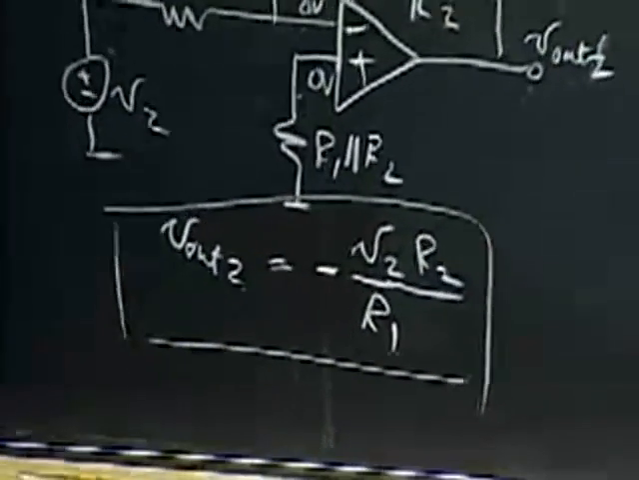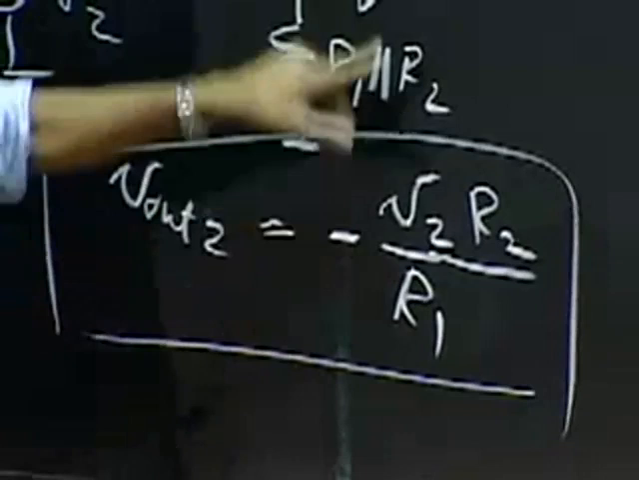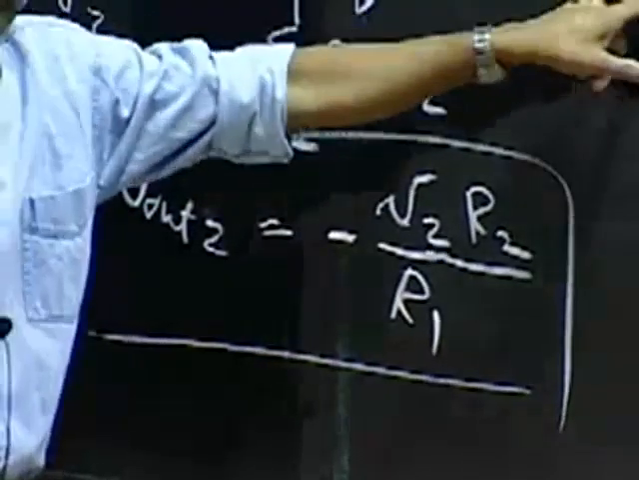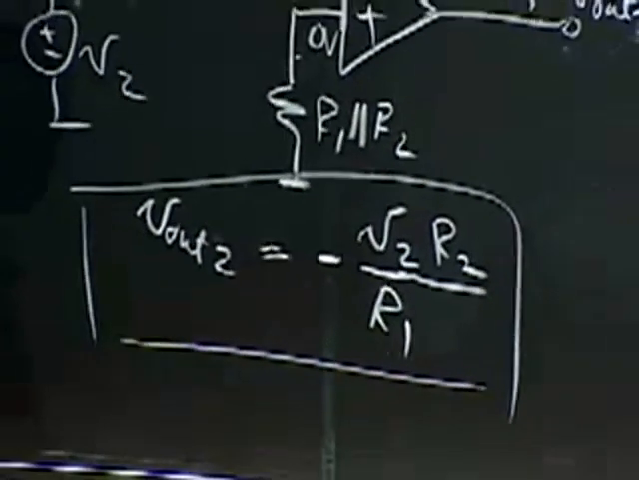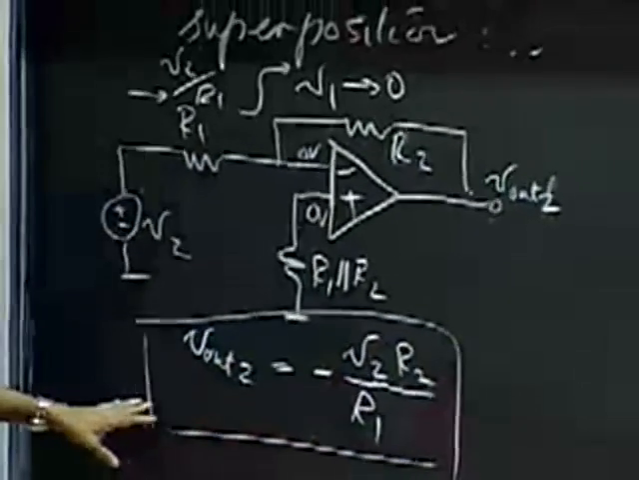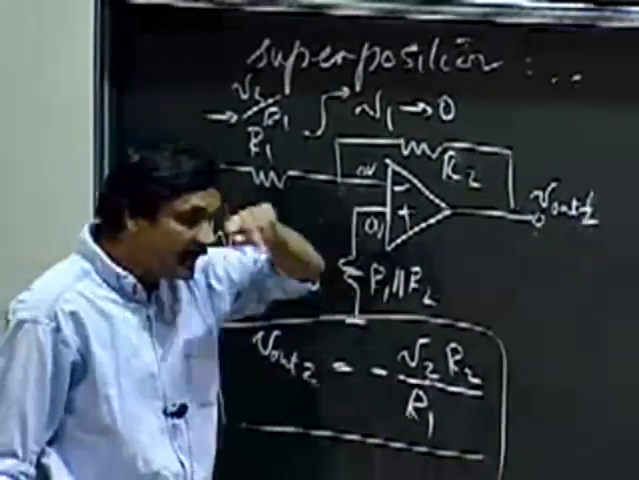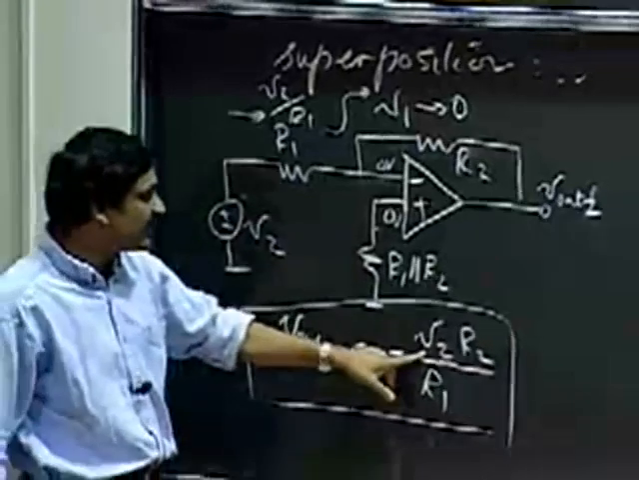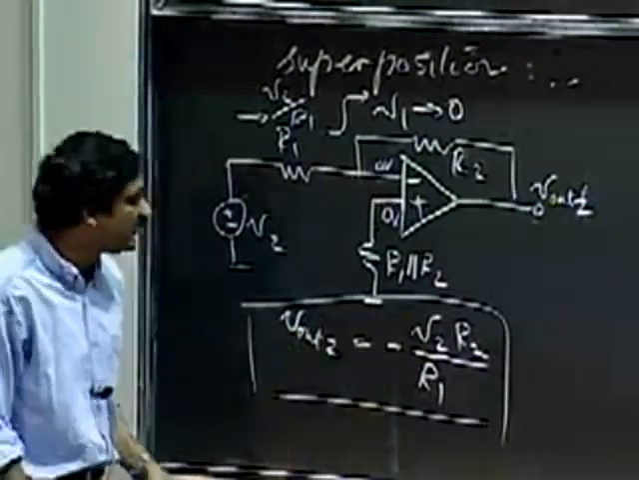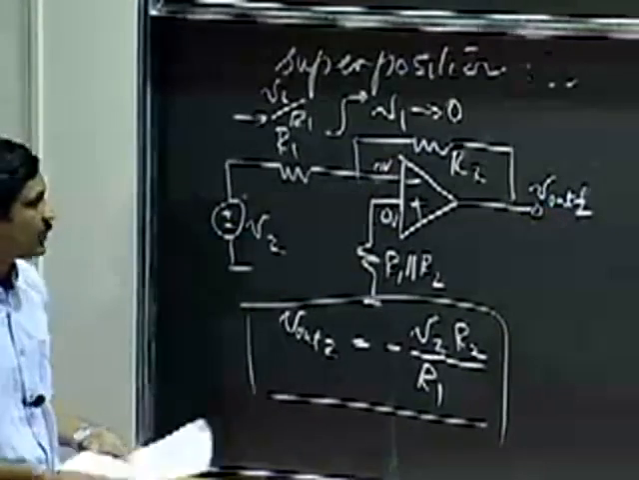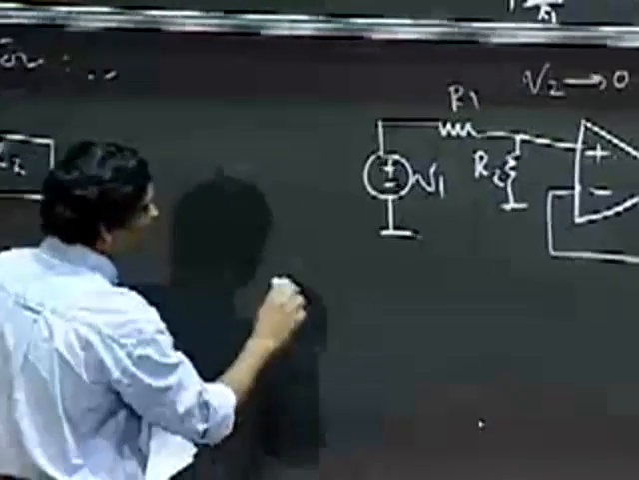So V out 2 is minus V2 times R2 over R1. Again, remember, this minus sign comes in when I want to get the output voltage from that. This is a very common pattern. It's called an inverting connection, where the output is some factor of the input voltage, and the factor is given by R2 divided by R1. Let's go ahead and analyze this guy now.